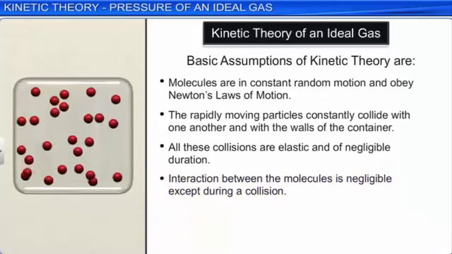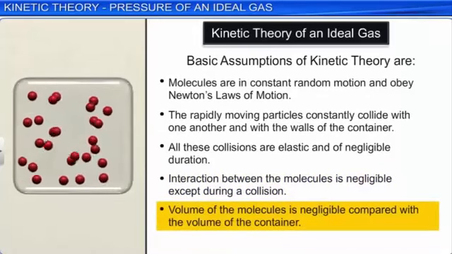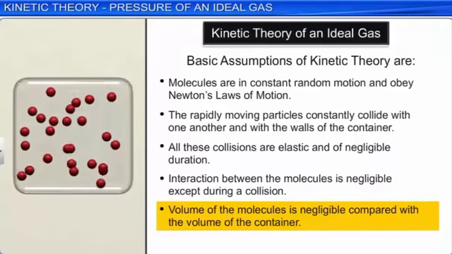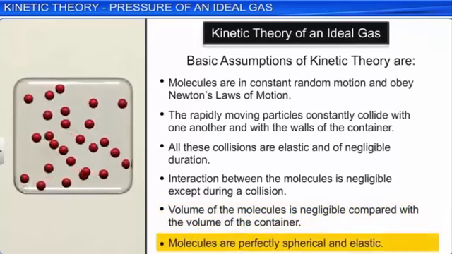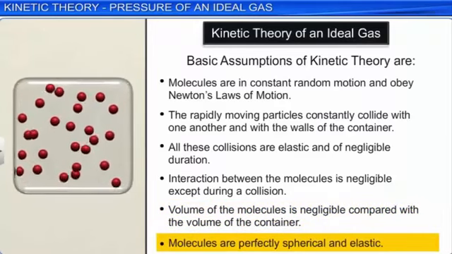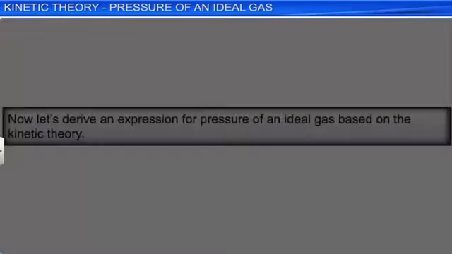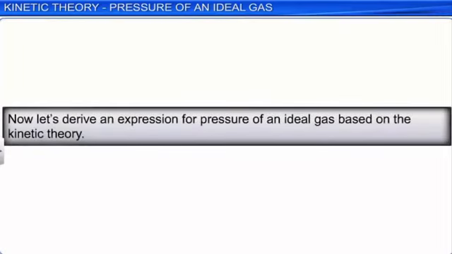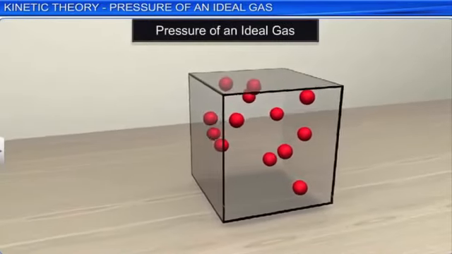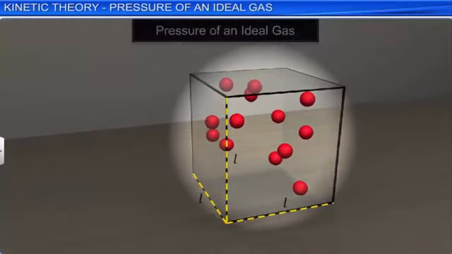It is also assumed that the volume of the molecules is negligible compared with the volume of the container, and the molecules are perfectly spherical and elastic. Now, let's derive an expression for the pressure of an ideal gas based on kinetic theory. Let us consider a gas in a cubical vessel with the length of a side L and the walls of the vessel perfectly elastic.